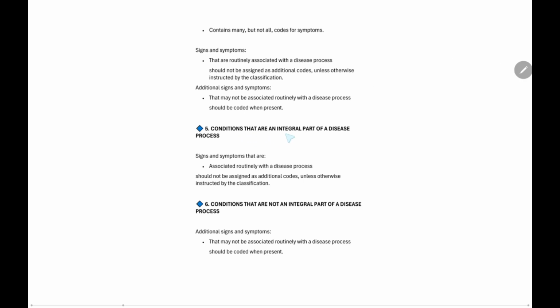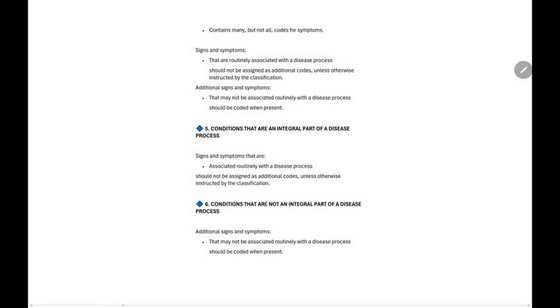Next, conditions that are an integral part of a disease process. Signs and symptoms that are associated routinely with the disease process should not be assigned as additional codes unless otherwise instructed by the classification. For example, a patient is coming with diabetes, and polyuria is a routine thing which happens along with the diabetes.